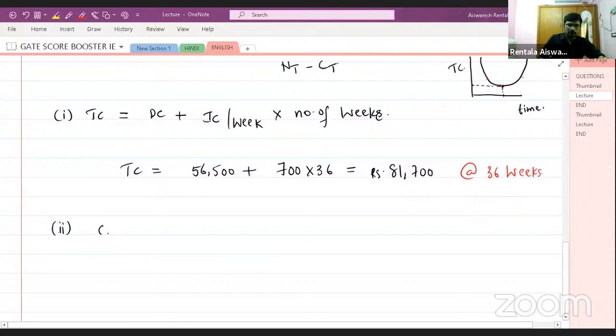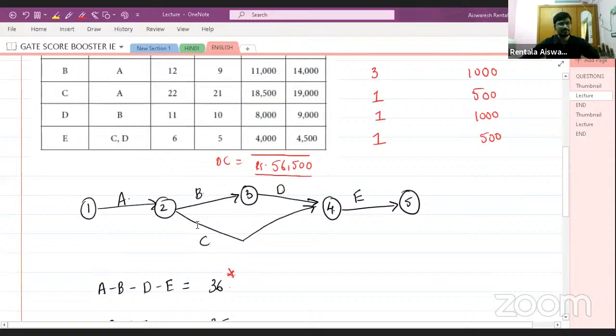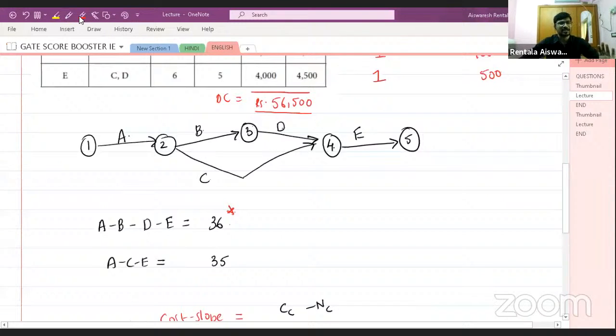So now we have to go for crashing. Crash activity. Now you just have to look at which activity to crash. I hope you remember the rules for crashing. Rule number 1, always crash the activities which are present in the critical path, because that decides your project duration. If you want to reduce the duration of the project, reduce the duration of the critical path.